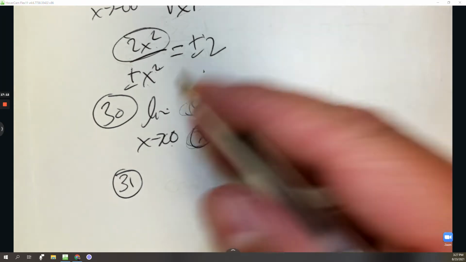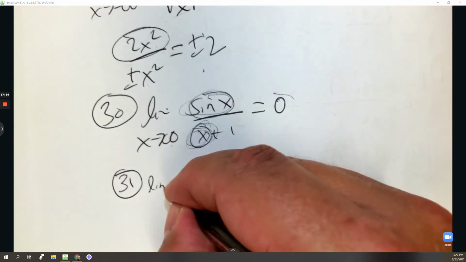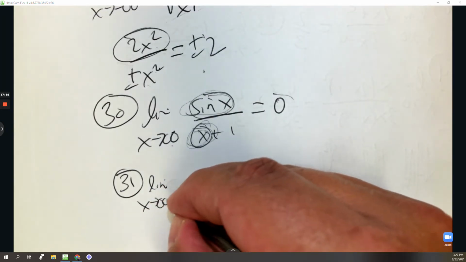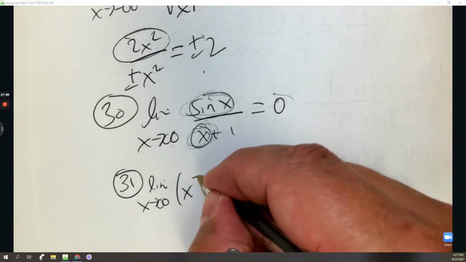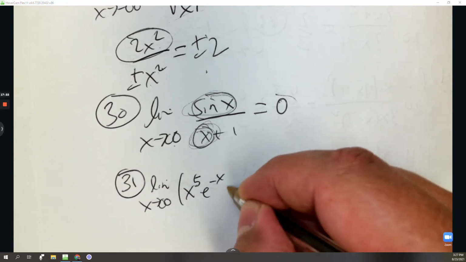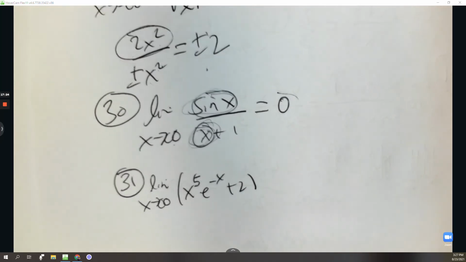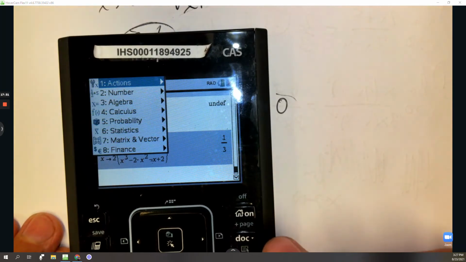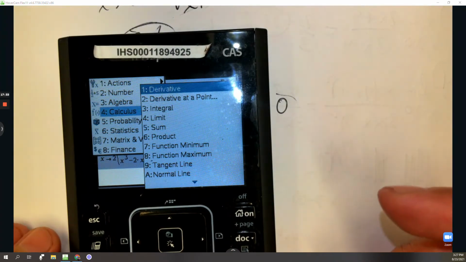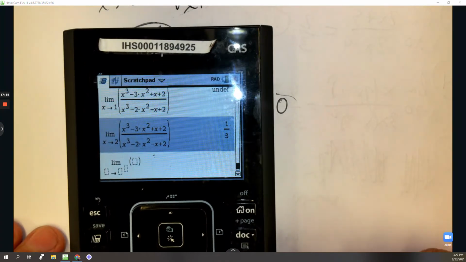All right, we need a calculator. Let's type this in. So the limit as x approaches infinity, and it's x to the fifth, e to the negative x plus 2. Let's see if we can use our calculator. Here it is. All right, let's type this in. So we're going to press menu. We're going to go to calculus. And we're going to go to limit. If it goes too fast, you press pause.